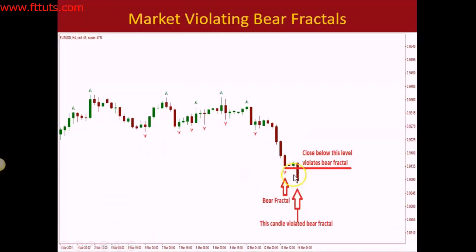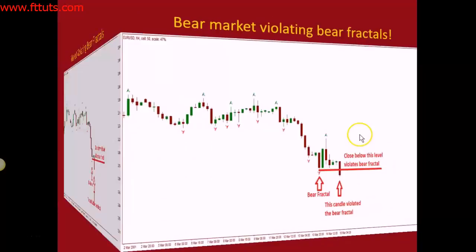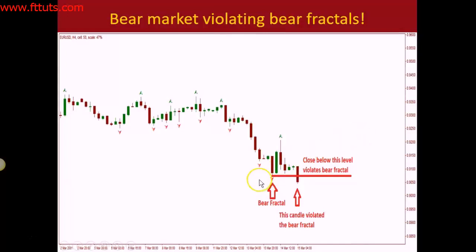Now we break another bear fractal. You could see the level where it was violated with this candle here. The market's moving to the downside. We should be trading to the downside. All right. There you go. The market violates another bear fractal. That's your bear fractal violation. You want to be trading to the downside. There's no reason to trade to the upside. Look at your fractals. You're not breaking any of the bull fractals. You should be breaking bear fractals and trading to the downside.